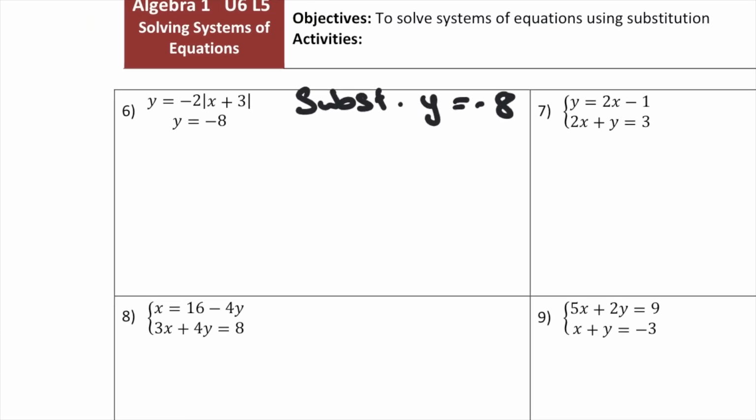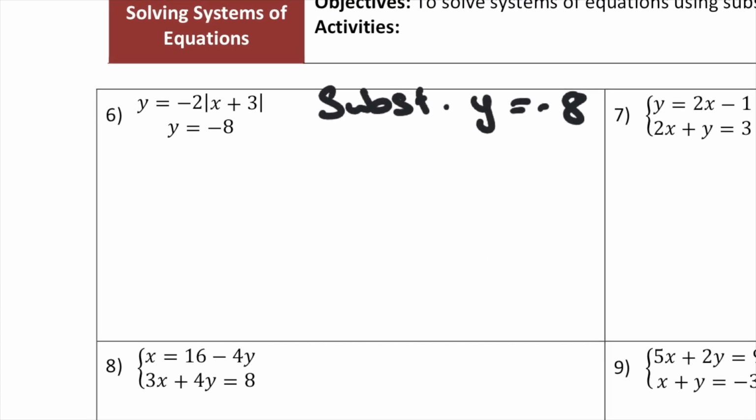So number 6 looks a little bit complicated, but truly it's not. You have 2 equations. These are not linear. The first one is an absolute value. The second one is linear when you're told that y is negative 8. So you're going to substitute negative 8 in for the y value and set up your new equation.